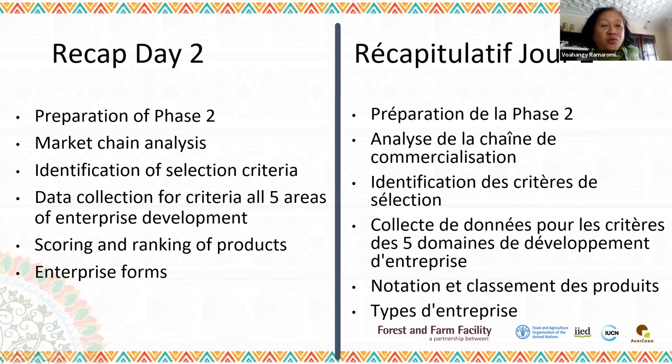Yes, but if the entrepreneur would like to process its product instead of selling the raw materials, would it be important to analyze the value chain? You know, the marketing chain starts from the raw materials all the way to the final product. Therefore, the product can be processed at any level from the raw materials all the way to the final product.